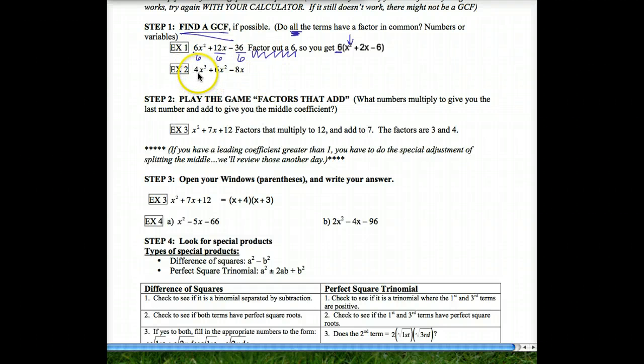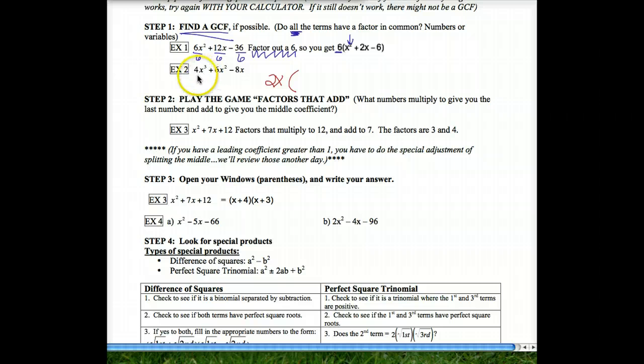So checking your work, if I look here, I look for the variables first, and all three of these have at least an x, so I know that my GCF is going to have an x with it. When I go to look at my numbers, 4 and 8 are both divisible by 4, but 6 isn't, but all three are divisible by 2. So I'm going to take the 2 out in front.